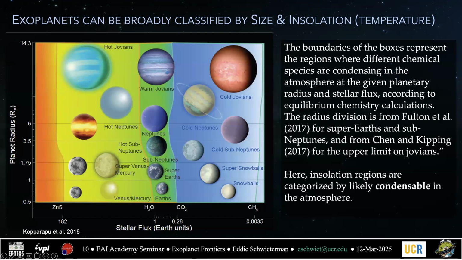So in addition to characterizing these worlds by size, we can also characterize them in terms of their temperature or insolation. And so what this plot is showing is different planet classes. So we have stellar flux relative to the amount of light that Earth receives from the sun, and planet radius. And these lines correspond to different boundaries where there are different condensing species. So if you get close enough to the star, the planet's atmosphere actually is composed of very refractory elements like rocks. Rocks become vapor at high enough temperatures. And so you can even get silicate atmospheres. You can get things like zinc sulfide clouds in really hot planets.